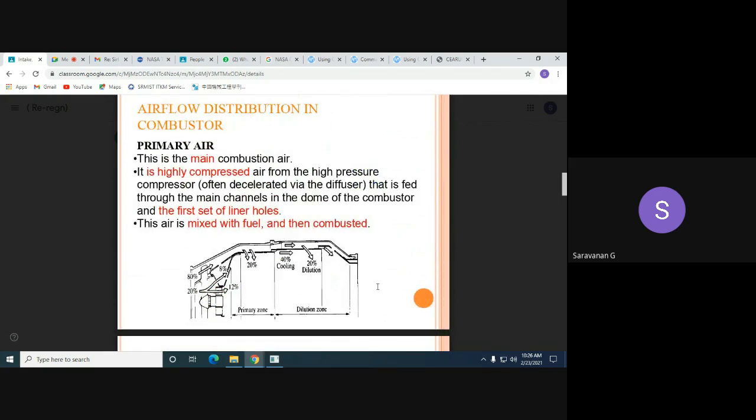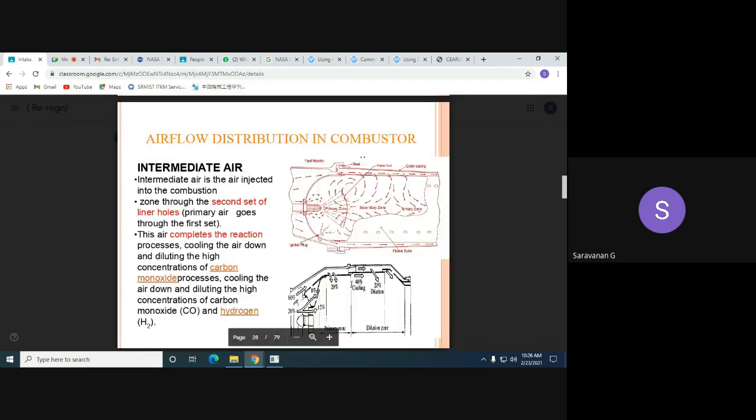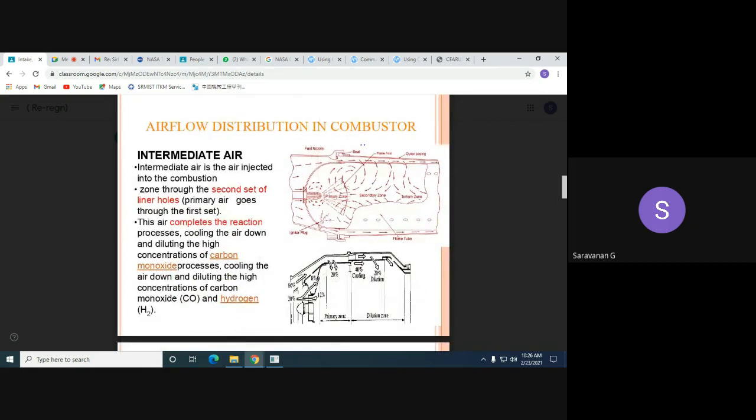It is highly compressed air from the high pressure stream, taken from the diffuser. When it is already diffused by the diffuser, it is fed through the main channels in the dome of the chamber and the first set of liner holes. The air is mixed with fuel, and then it gets combusted. Then there will be secondary air, which enters the combustion zone through the second set of liner holes. Primary air goes through the first set, and secondary through the second set of liner holes.